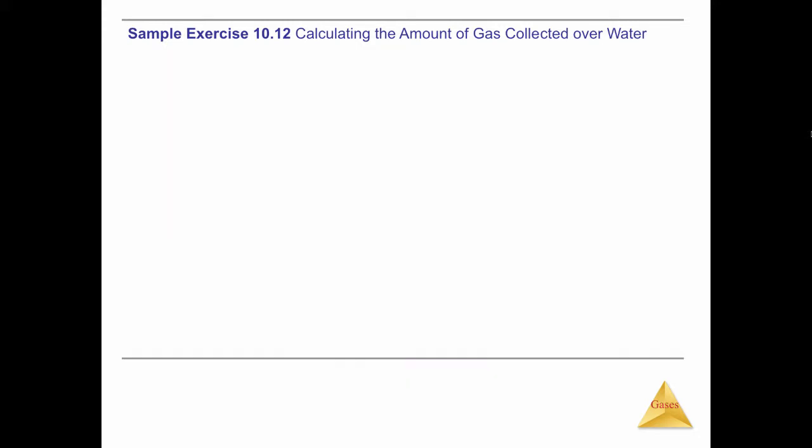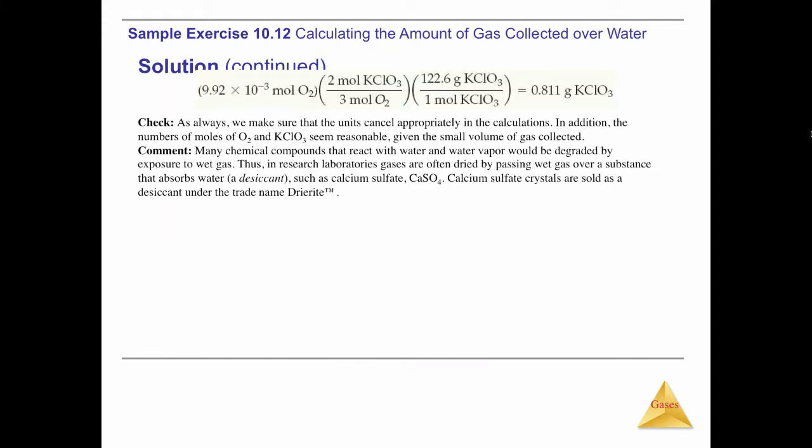So this is a little bit of stoichiometry. Again, there's your mole ratio, the 2-to-3 ratio from the balanced chemical equation, and then converting moles to grams using the molar mass. So our final answer then for part B is 0.811 grams of KClO3.